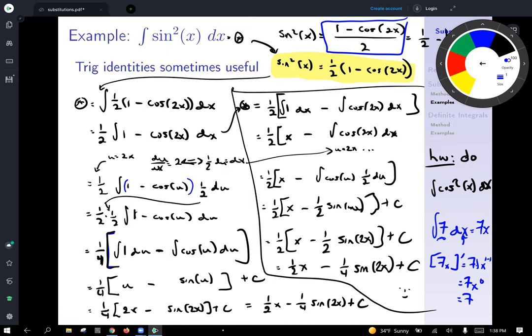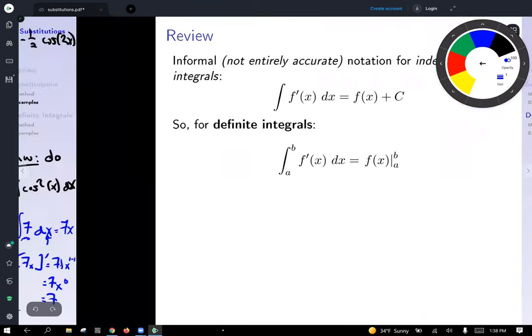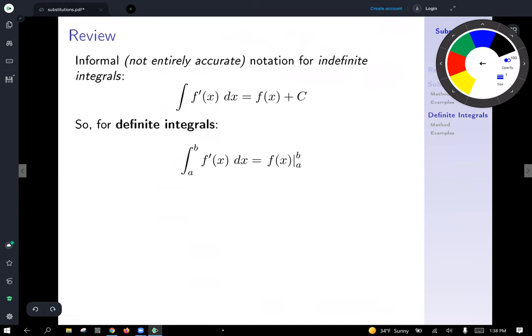See why I say it's worth it? Yeah. Do cosine squared. I mean, you can practically see what it's going to be similar to, but you'll have to look up the cosine squared one. It's slightly different. Very similar, but slightly different. Okay, that was indefinite integrals.